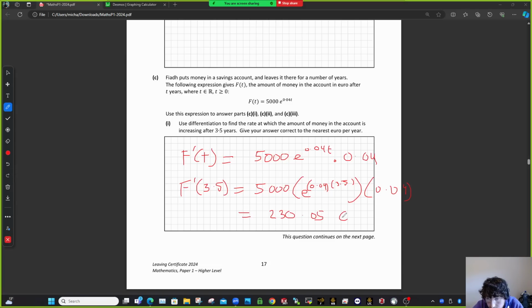times 0.04. You type that into your calculator, you get a value of 230.05, and the units for that is euros per year, because it's the derivative. It's money per time. So what this says is at that given instant, the amount of money in the savings account will go up by that in the year. That's only an instantaneous rate of change. It's not an average.